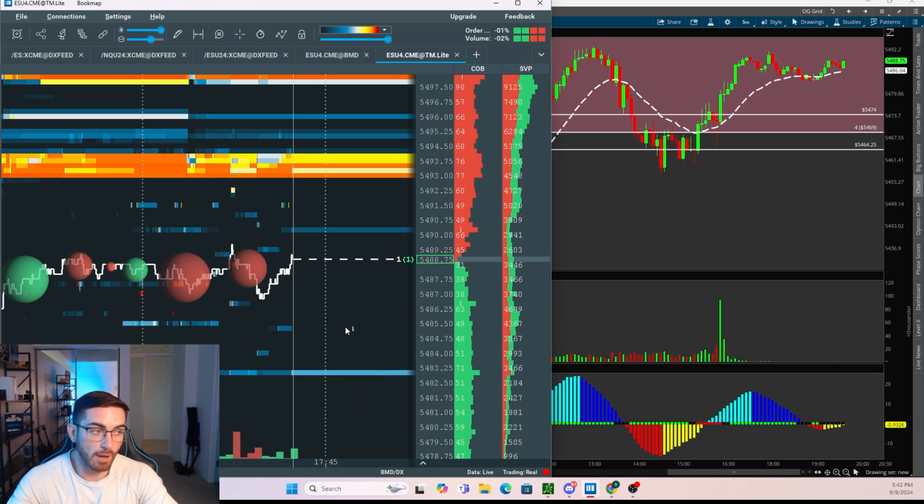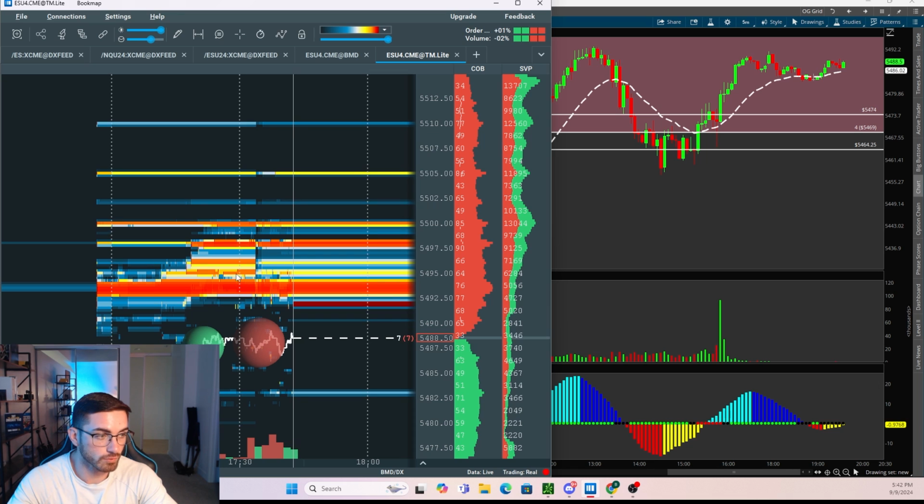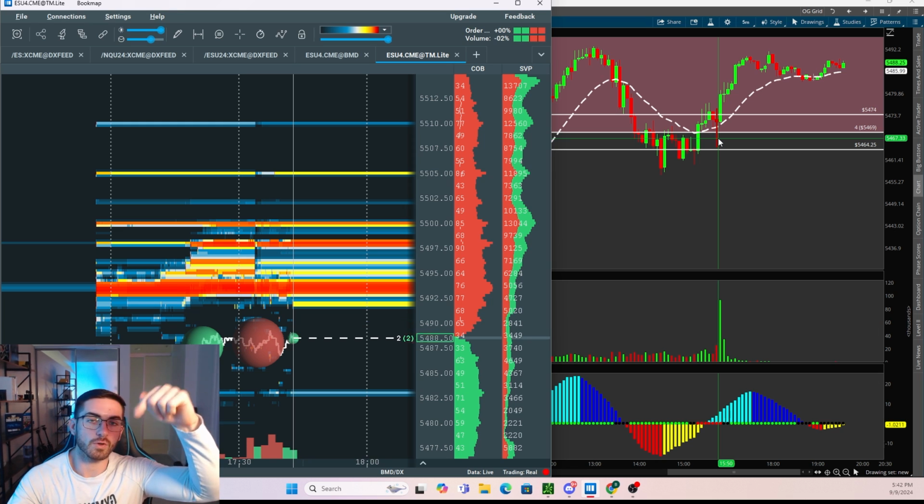Now, something you can do to help simplify level 2 and time and sales is start using Bookmap, because these shaded areas right here are going to be our level 2. So those passive buyers or sellers, and then the bubbles are going to be your aggressive buyers or sellers, which is reflected in the time and sales. So if you guys want to learn how to use Bookmap, I have tons of videos on my channel. I will be leaving those down in the description.